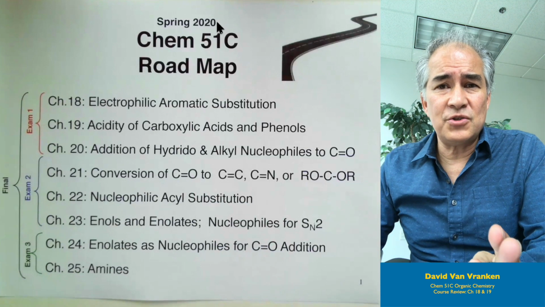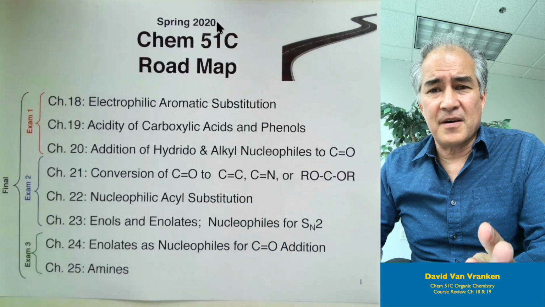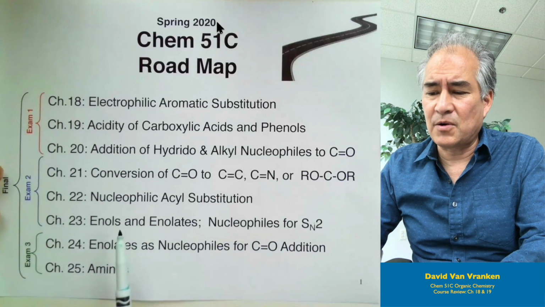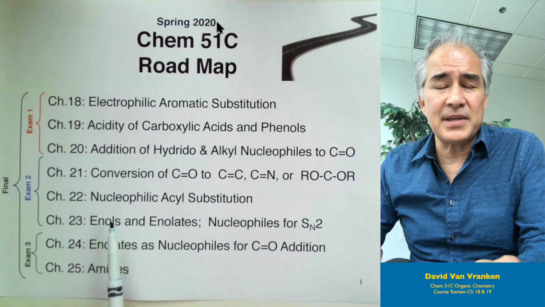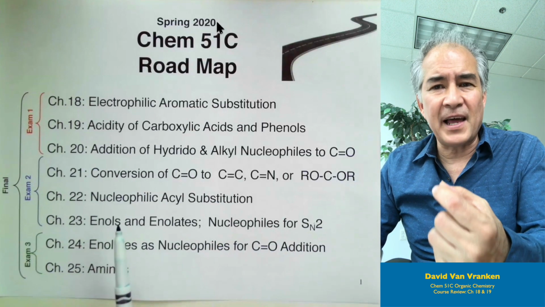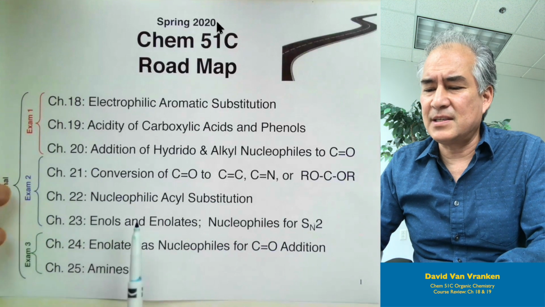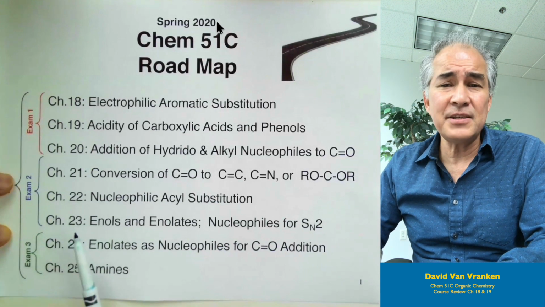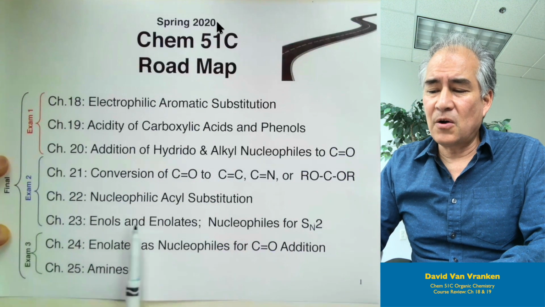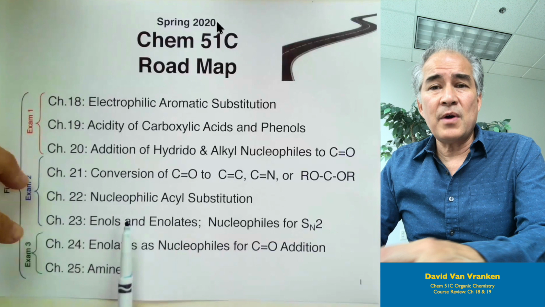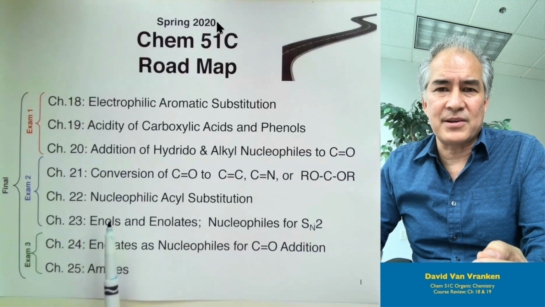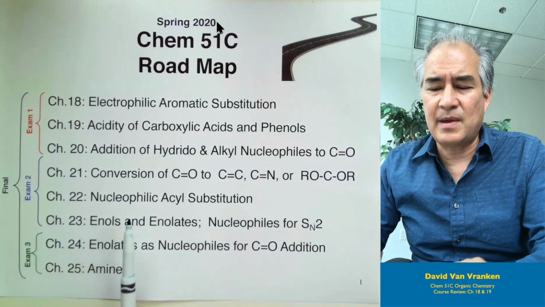Chapter 22 was super important, especially if you study biochemistry or chemical biology, and that's nucleophilic acyl substitution, making amides, making esters. They really are a reflection of how you make phosphorus-oxygen bonds in DNA. And then finally in chapter 23, so that was exam 2, up through enols and enolates, where we showed you how to make enolates using LDA and then alkylating those through SN2 reactions, using enolates as nucleophiles in SN2 reactions.